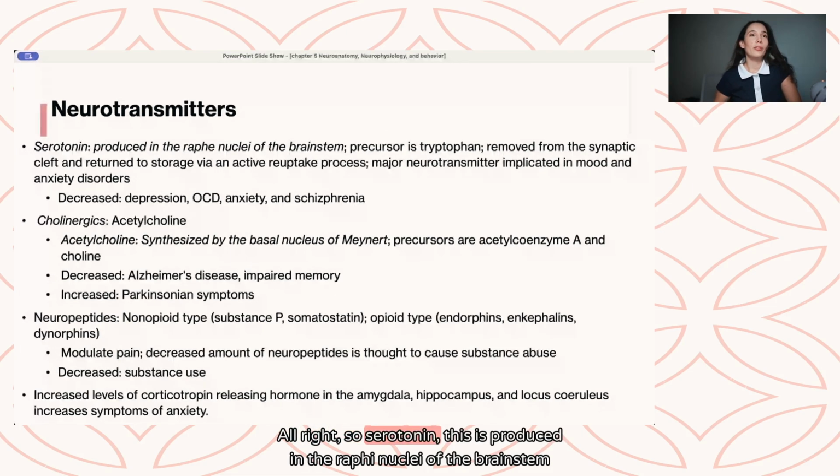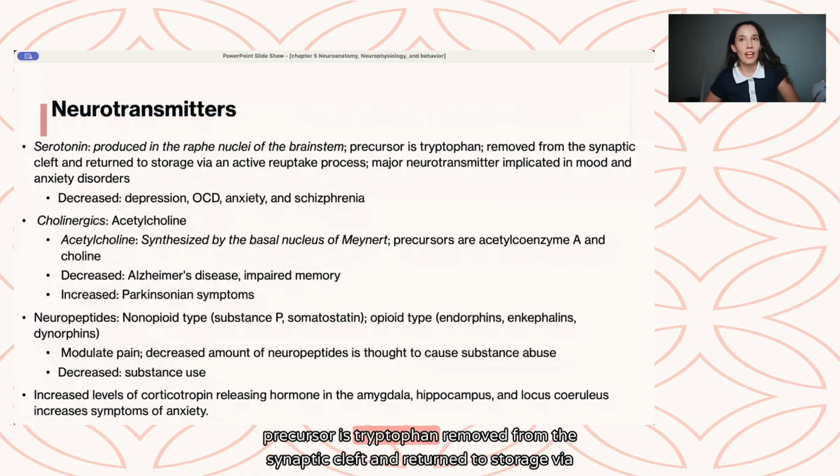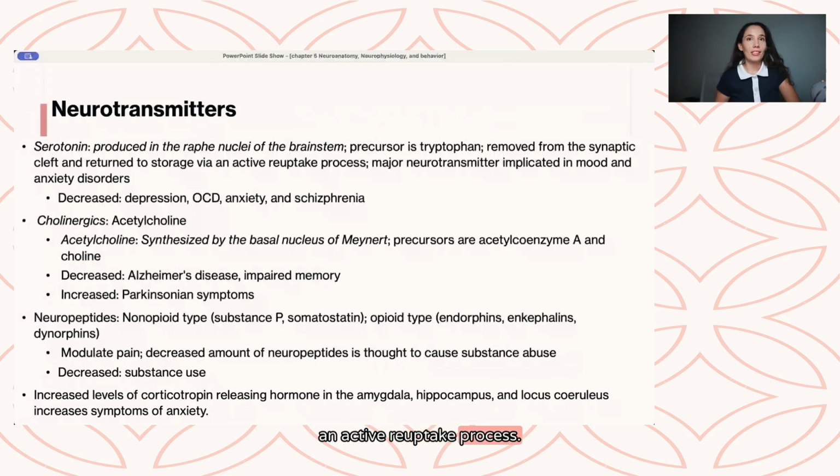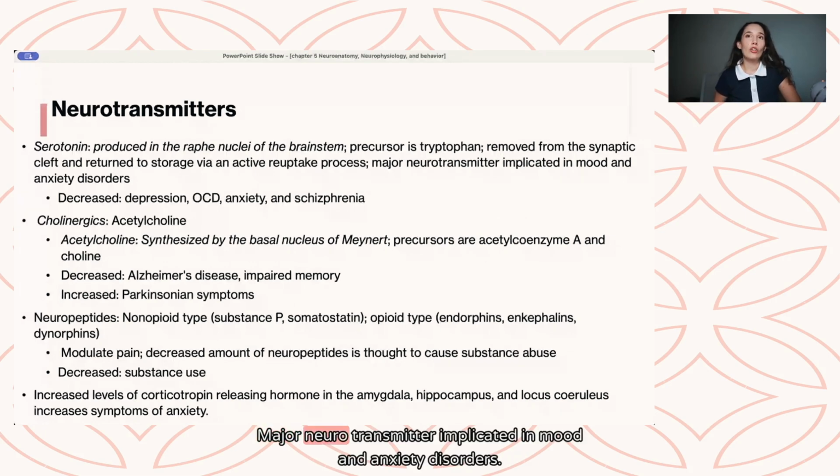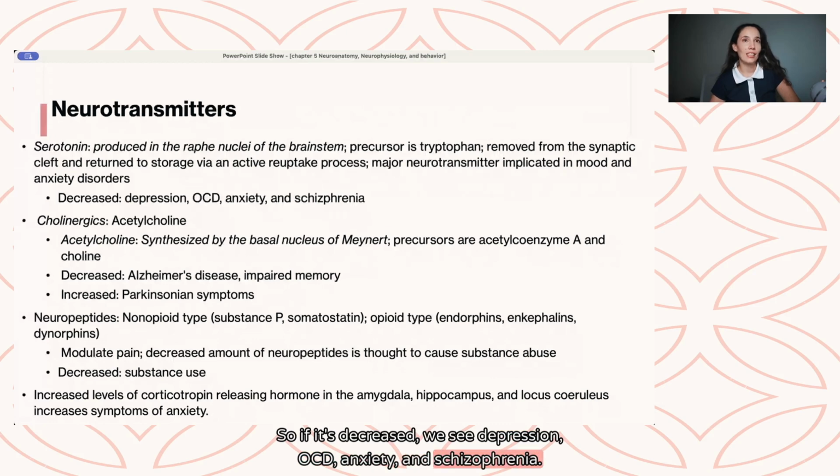All right. So serotonin, this is produced in the raphe nuclei of the brainstem. Precursor is tryptophan, removed from the synaptic cleft and returned to storage via an active reuptake process. Remember, we talked about the presynaptic cell will reuptake it back into it. Major neurotransmitter implicated in mood and anxiety disorders. So if it's decreased, we see depression, OCD, anxiety, and schizophrenia.